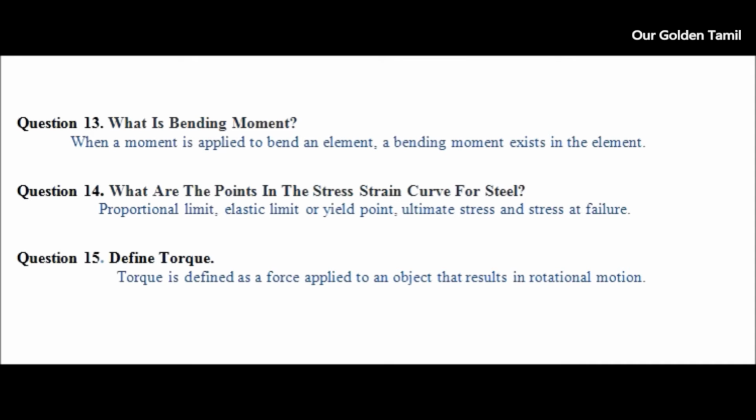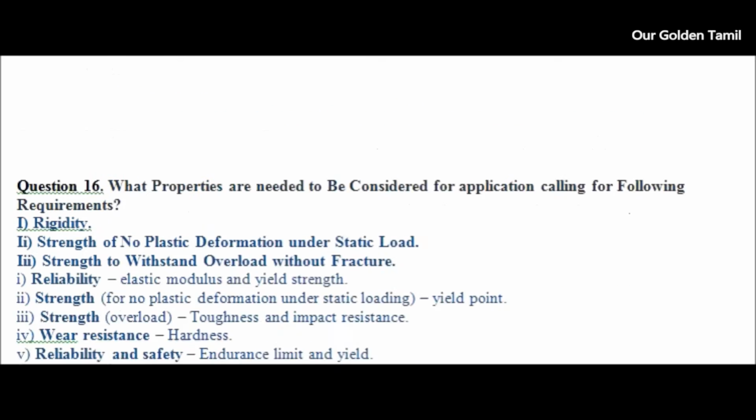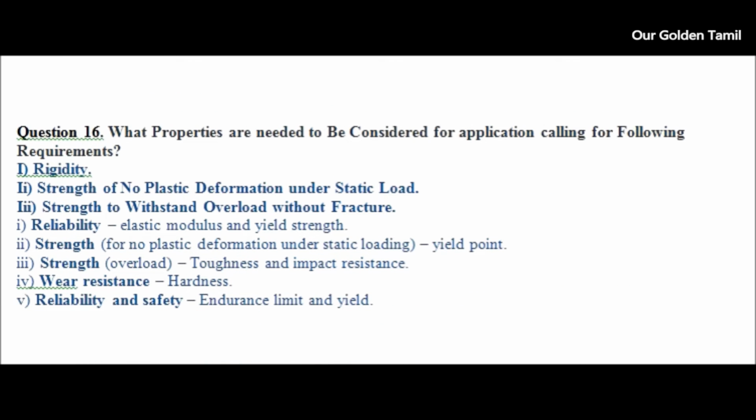Question 15. Define torque. Torque is defined as a force applied to an object that results in rotational motion. Question 16. What properties are needed to be considered for application calling for the following requirements? 1. Rigidity. Strength for no plastic deformation under static load. 2. Strength to withstand overload without fracture.